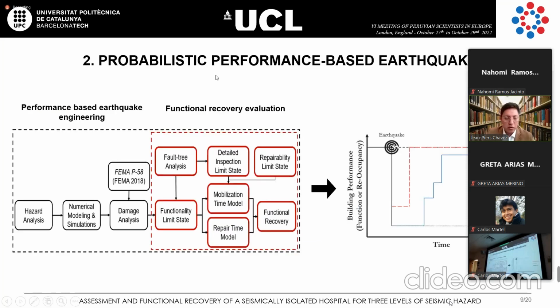The second part is the methodology. I use the PBEE, or PPBEE, the probabilistic performance-based earthquake engineering. In this graph, you can see the first part is the performance-based earthquake engineering, and then I have this graph. For example, if there is an earthquake tomorrow, I need to get the functional recovery. I need time to recover the operation. Maybe I need 4 days, 3 days, or 5 days after the earthquake to recover the normal activities. This is the functional recovery, the methodology I use for this event.